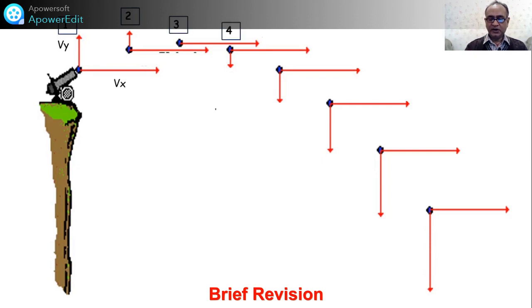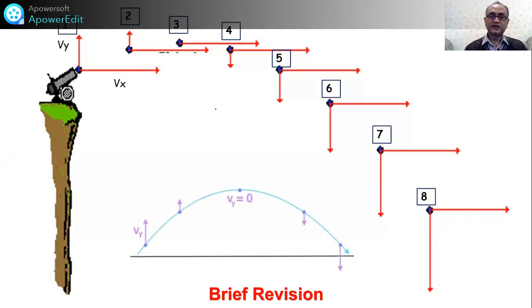Further, at point number three, the vertical velocity becomes zero, meaning the projectile will not go up further. Rather, it will start its downward motion. So at point number four, the body is coming down, so its vertical velocity is increasing now. The horizontal velocity remains constant. And just before touching the ground, its vertical velocity would be maximum again. And the horizontal component remains constant, right?